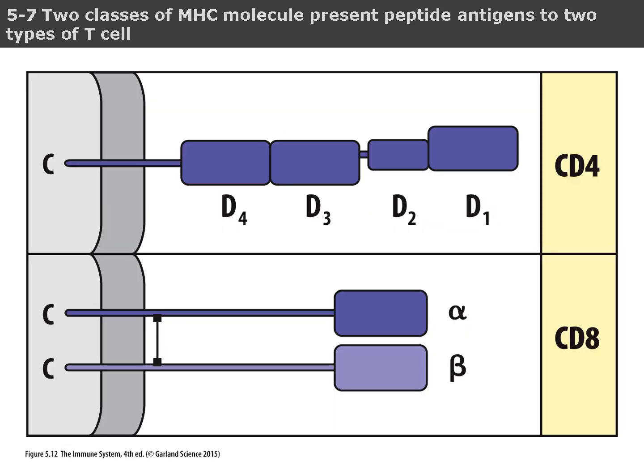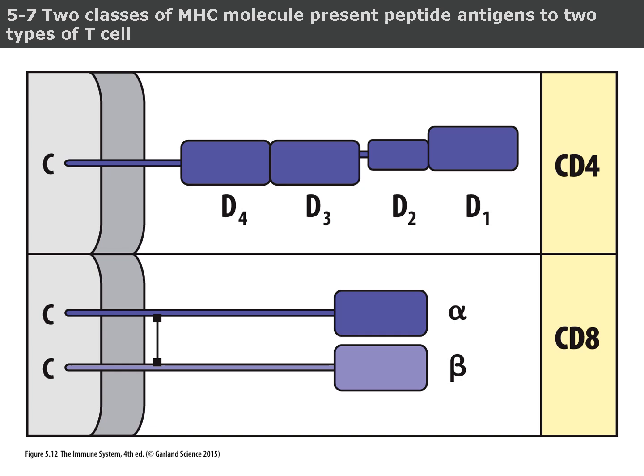This slide shows the structural differences between the CD4 and CD8 co-receptors, both of which assist T-cell receptors during antigen recognition. At the top, the CD4 molecule is made of a single chain with 4 extracellular domains, labeled D1 through D4. It is expressed on helper T cells and binds to major histocompatibility complex class II molecules.